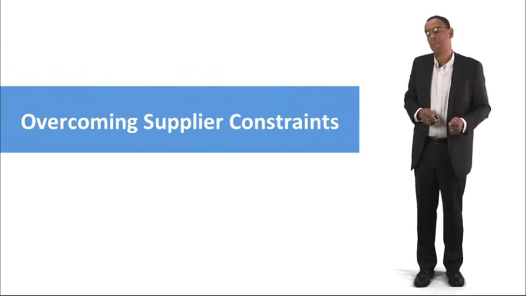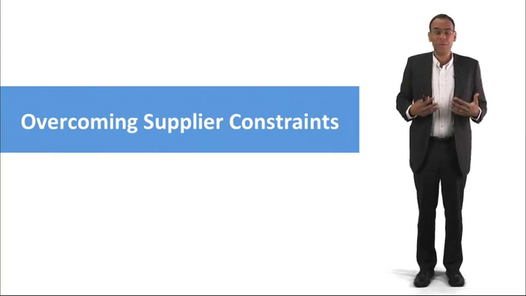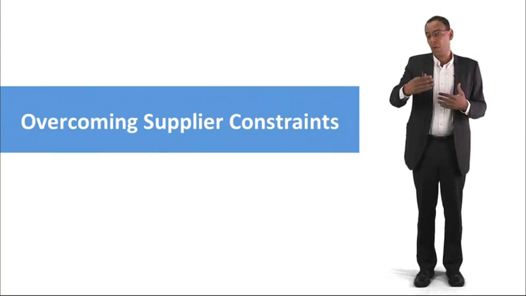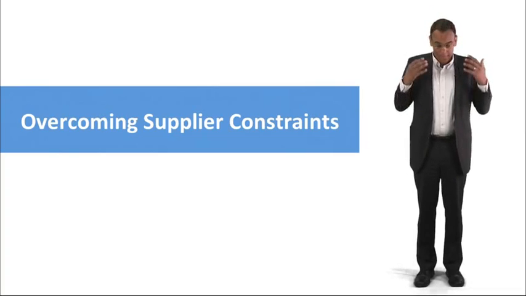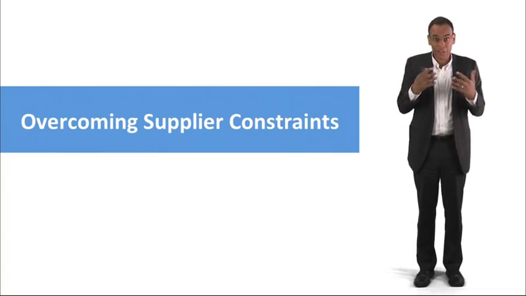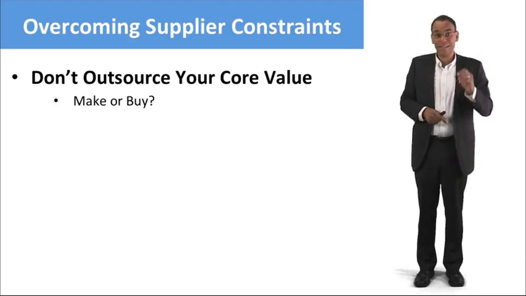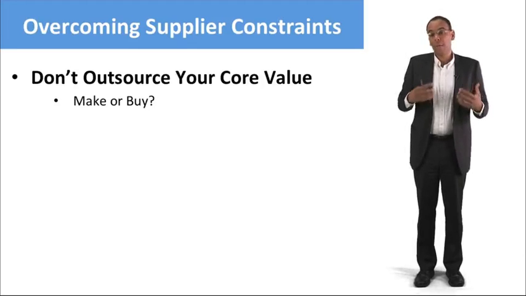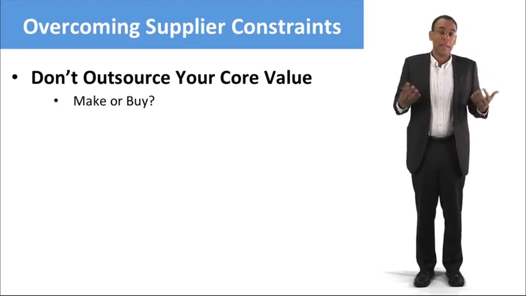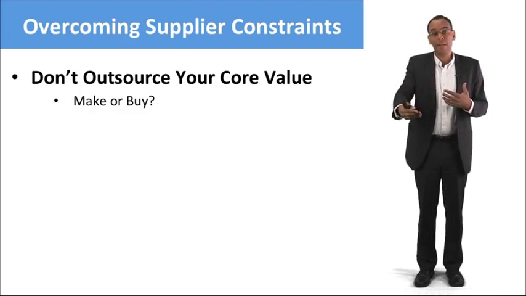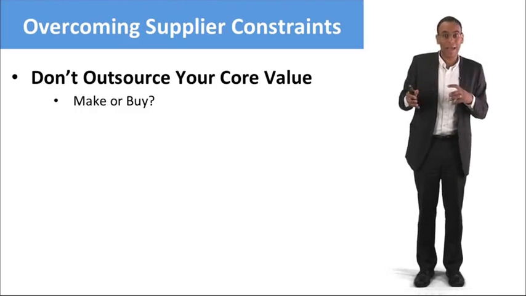So how do we overcome these supplier constraints? What can we do as a way of getting over, or at least mitigating, the kind of dynamics that cause suppliers to not be super open to our innovations? One thing we can do is not to outsource our core. Often we have to make a decision, in the development of an innovation: do we make a part of it or do we buy a part of it?